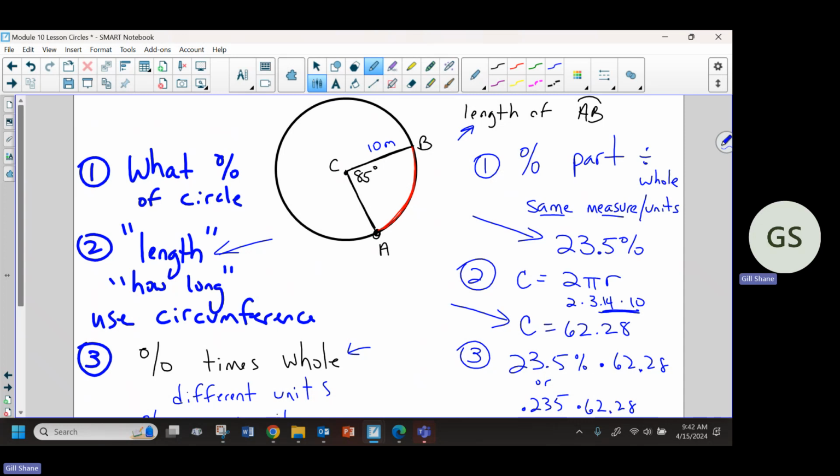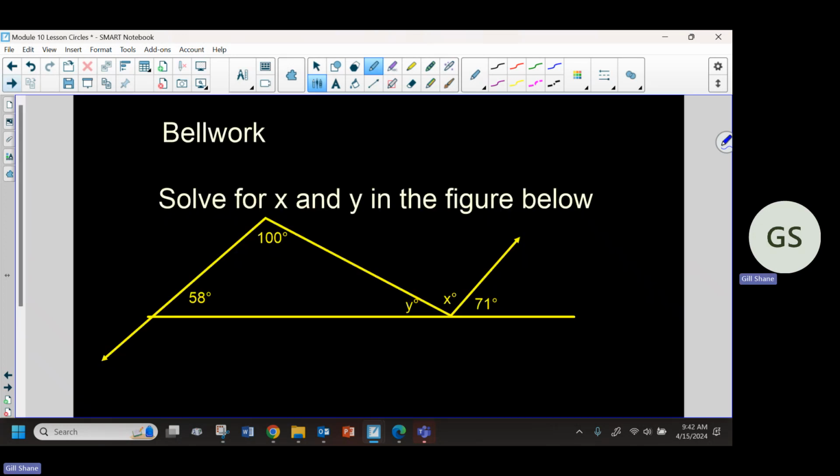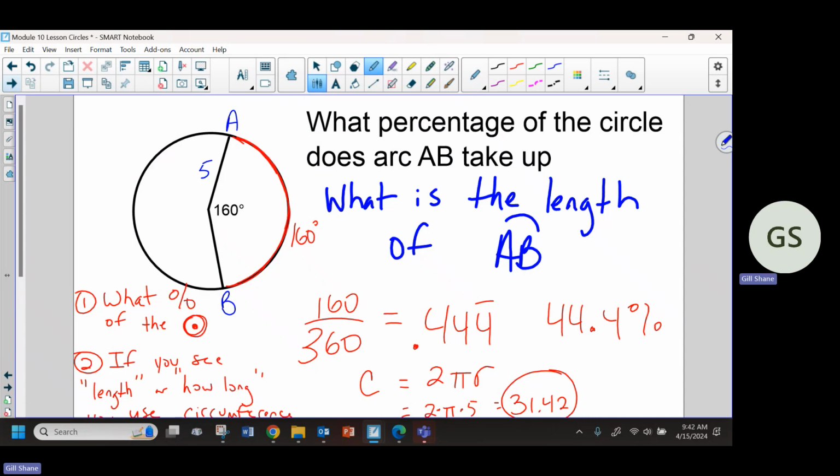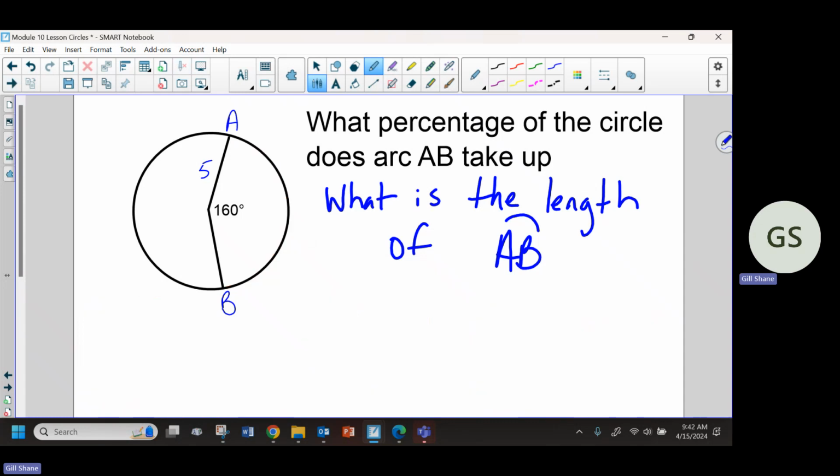So that's percentage times the whole when it comes to finding the length. Now, if you have a problem where you just want to know the percentage, again, we just did that, you should be able to do it. When you find percentage, you keep the units the same. If they're giving me degrees, I need to say, what is the whole circle in degrees? Same units. That would give me the percentage of the circle.